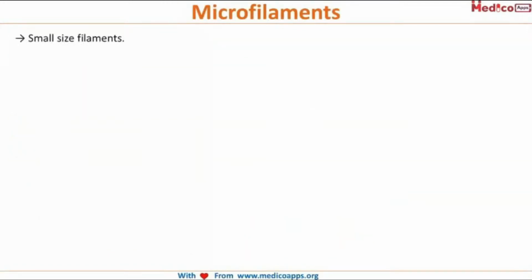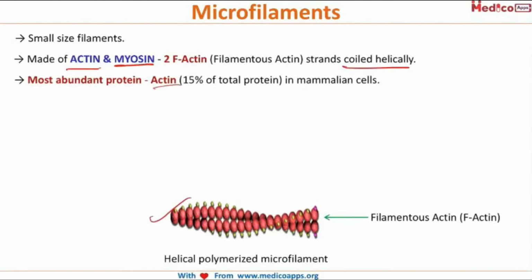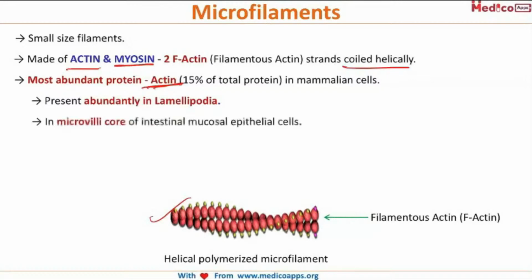These are small size filaments, right? And the important ones are actin and myosin. So these actin and myosin structurally are coiled helically. Okay, you can see here the helical structure of the microfilaments, and the most abundant type of microfilament is actin. About 15% of total protein is constituted by actin. It is present abundantly in lamellipodia and in the microvilli core of the intestinal mucosal epithelial cells, right?